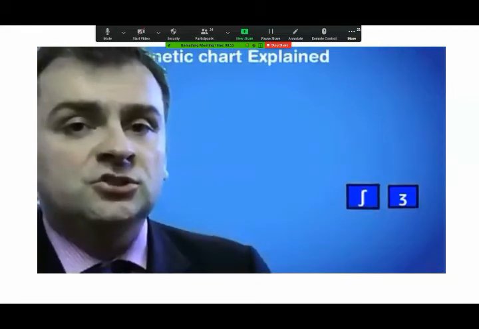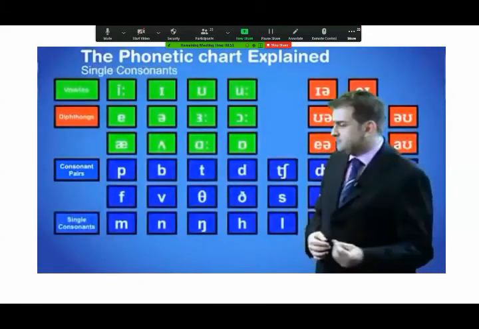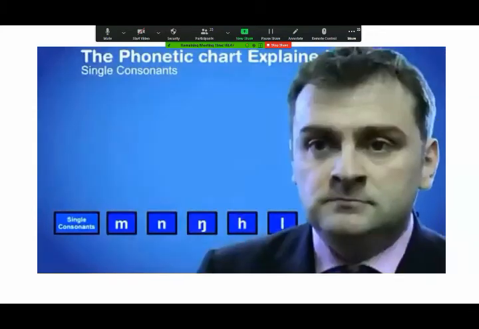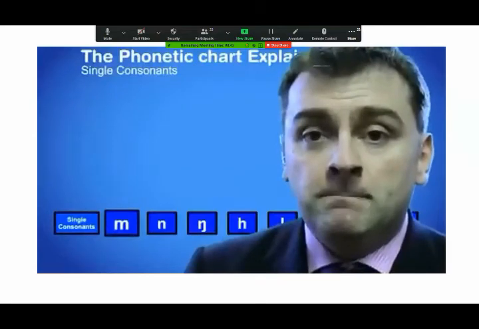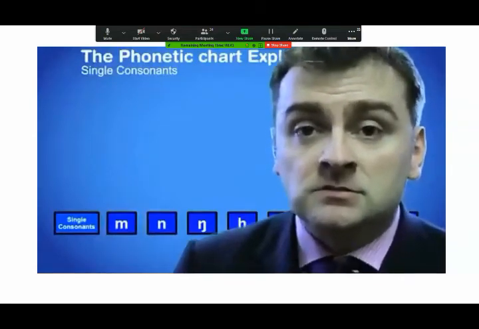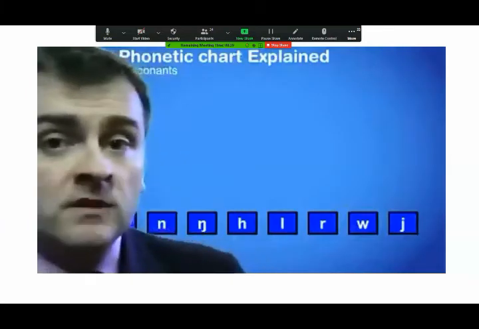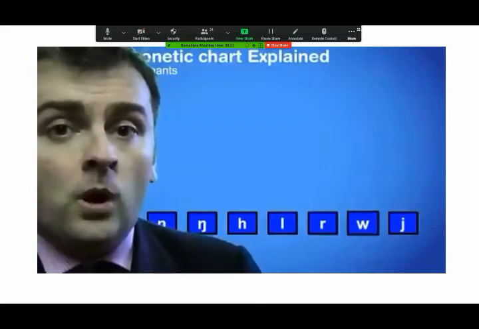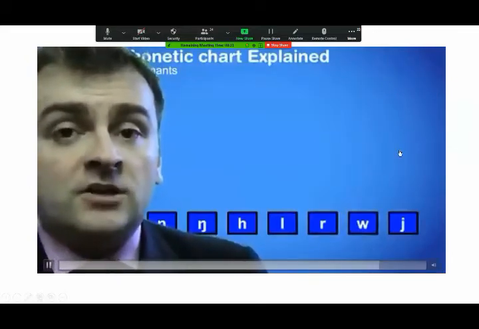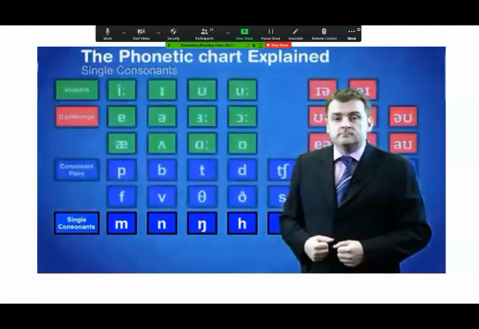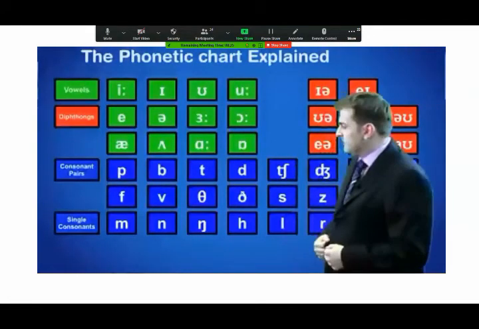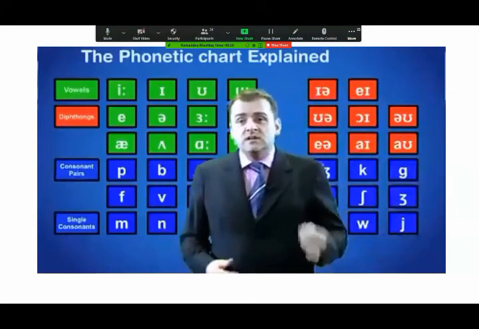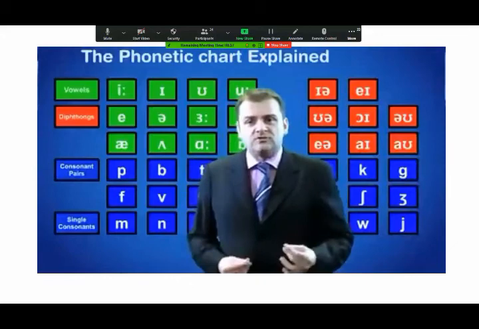Finally, on the bottom row, we have the single consonants. W, and Y. So you can see now that the phonetic chart is not just a random collection of symbols, but a useful tool for learning correct pronunciation.